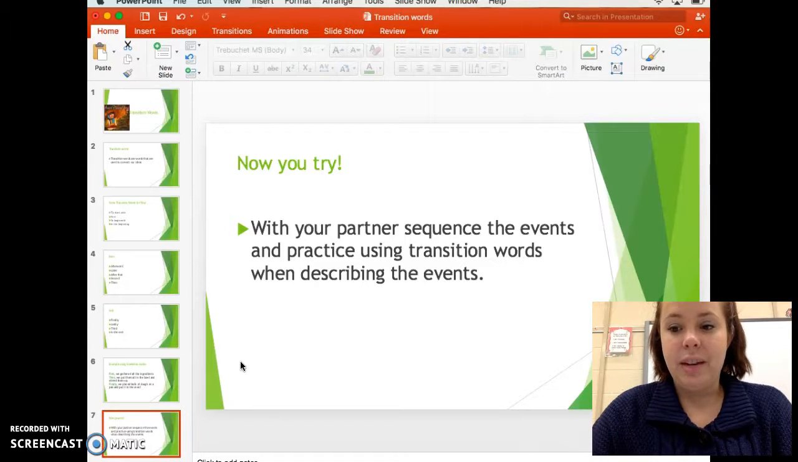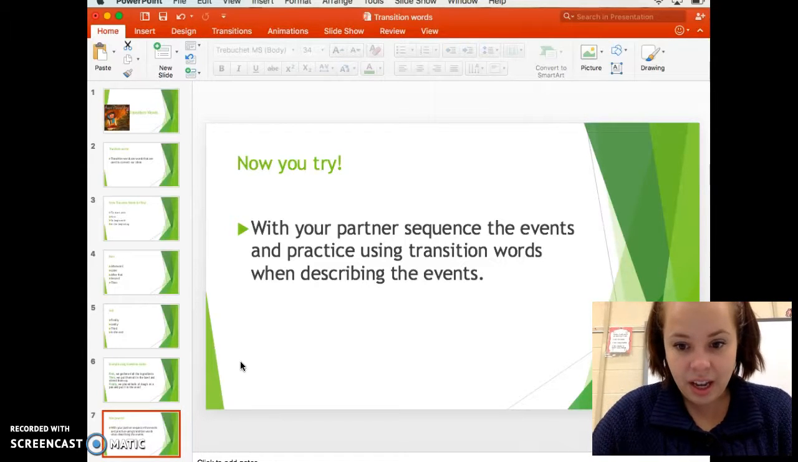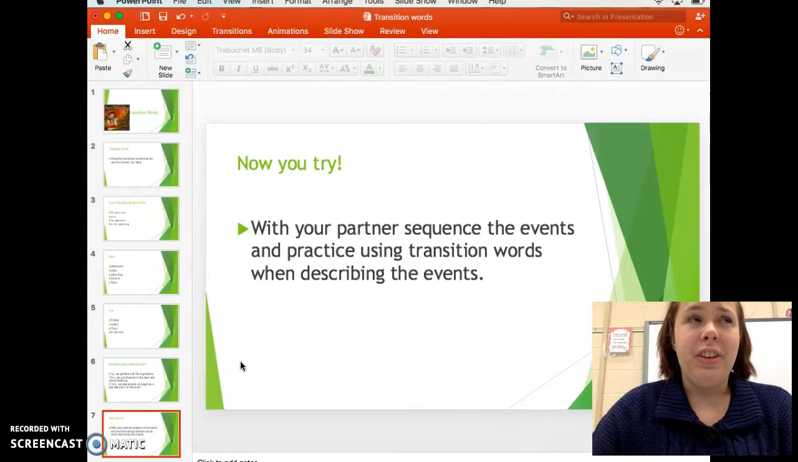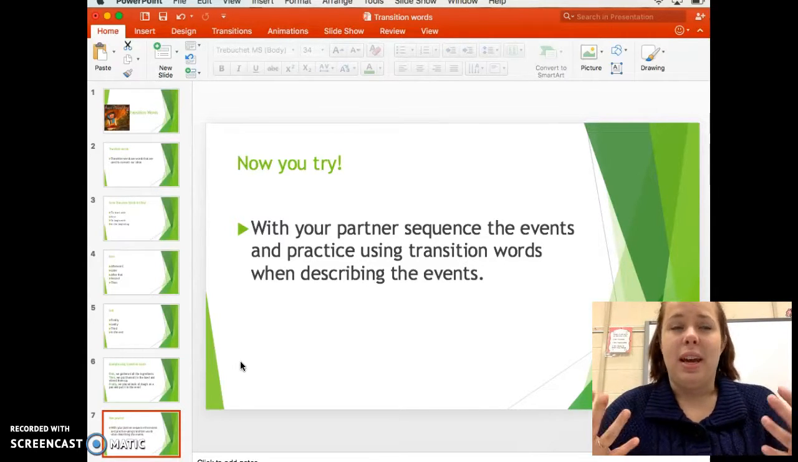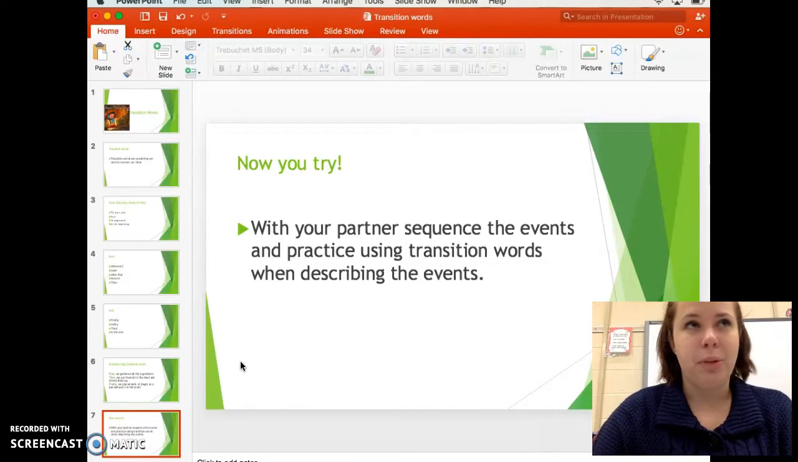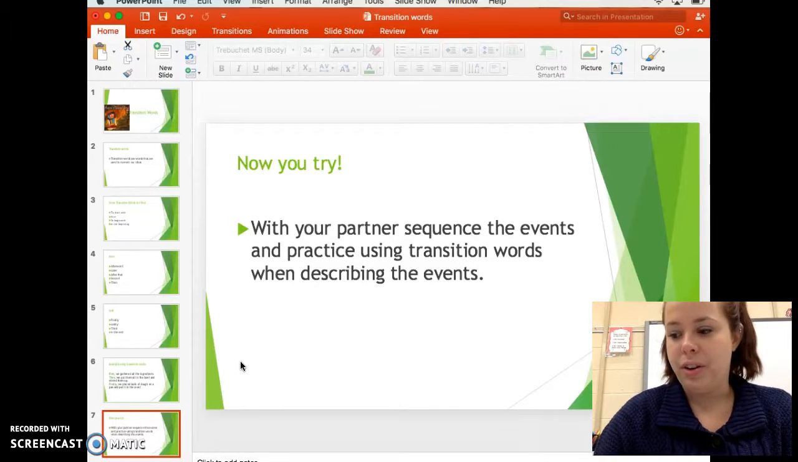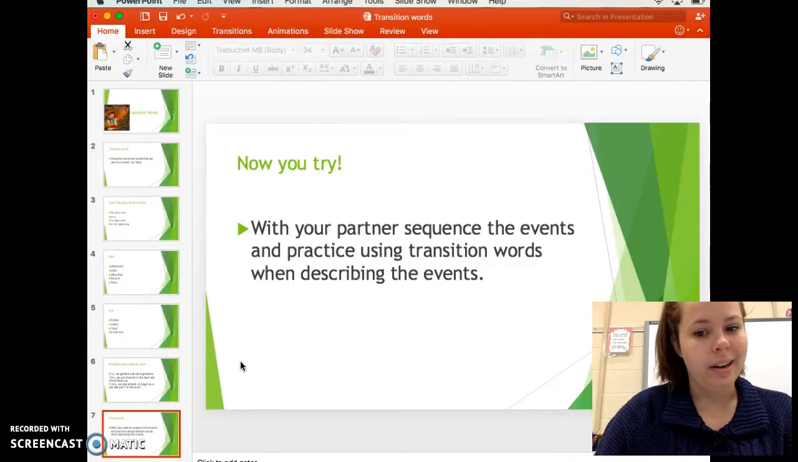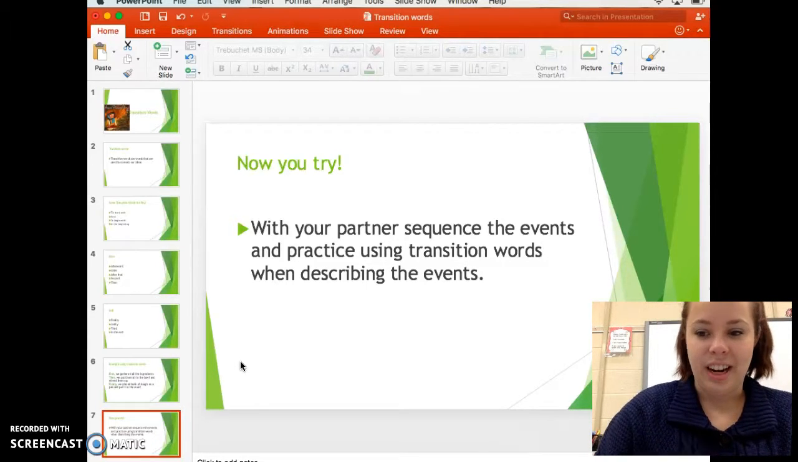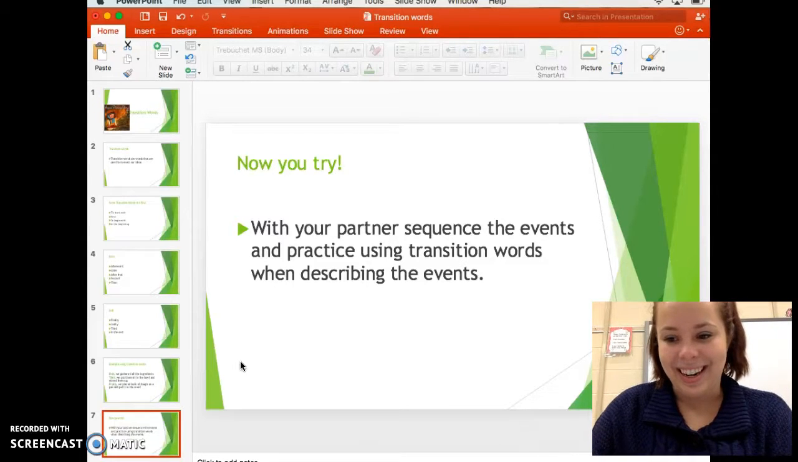And then I'm going to share why it's important to use these words. Because what if, if you're making a peanut butter and jelly sandwich, first you put the peanut butter on the bread, but you don't get the bread out, so the peanut butter is where? And so I like to share this little anecdote with students because they think it's hilarious.